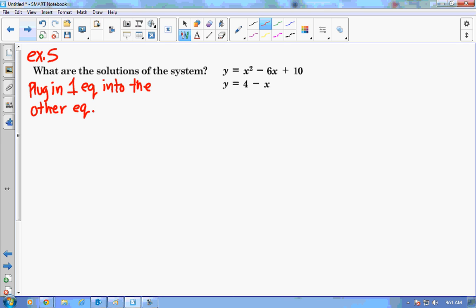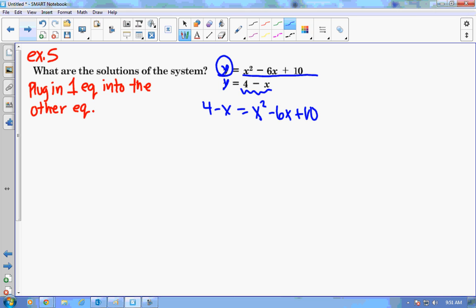And it's really nice if they already solved for a variable. See how this guy is already solved for y? So y equals 4 minus x. So what does this y equal if we're looking for where they're crossing? 4 minus x. So I'm going to replace this y with 4 minus x, but it still equals everything that was on its right side: x squared minus 6x plus 10. Or essentially, if they're both already equal to y, you just take both equations, drop the y, and set them equal to each other.